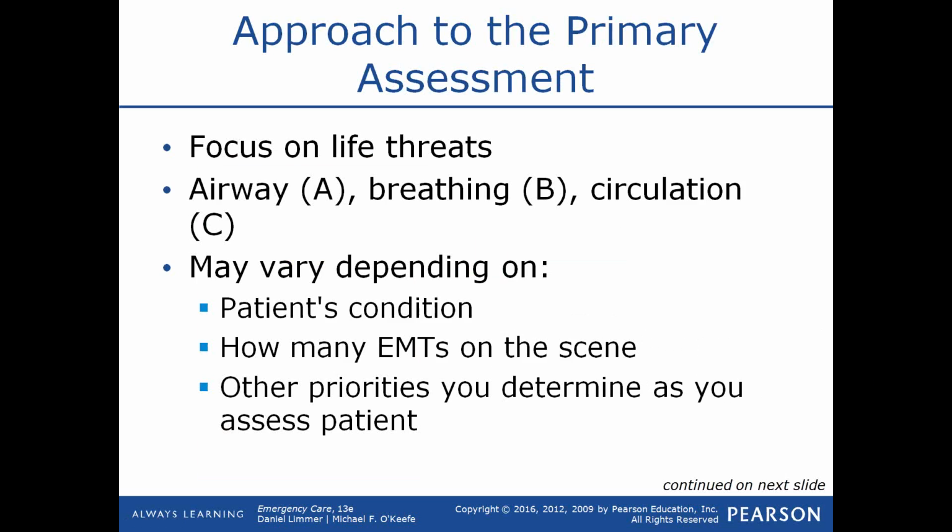Obviously, an obstructed airway would be a life threat. Inadequate breathing would be a life threat. Hemorrhaging or low blood pressure or no circulation or no pulse certainly would be a life threat. So during the primary assessment, we're looking for those life threats. And when we find a life threat, then we need to fix it before we move on to any further assessment.